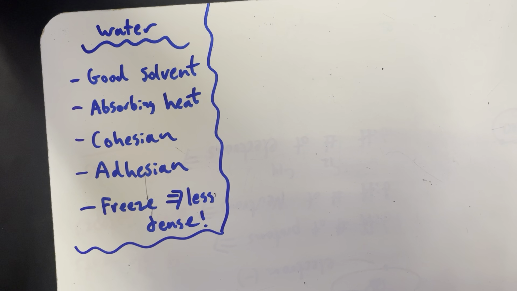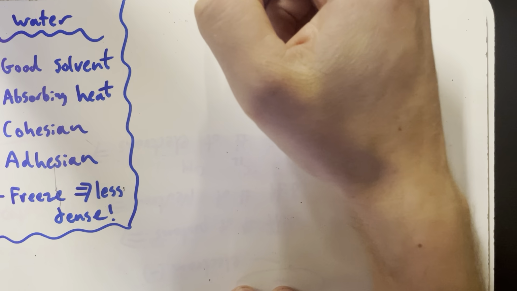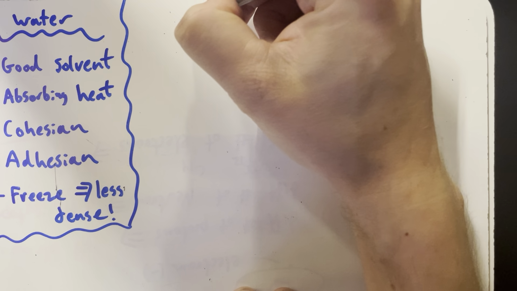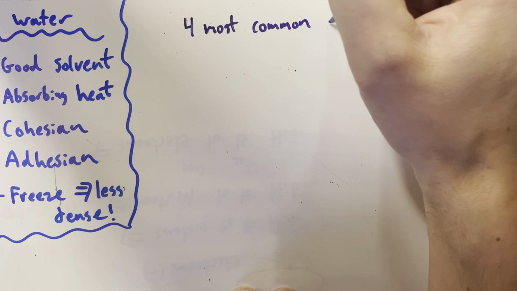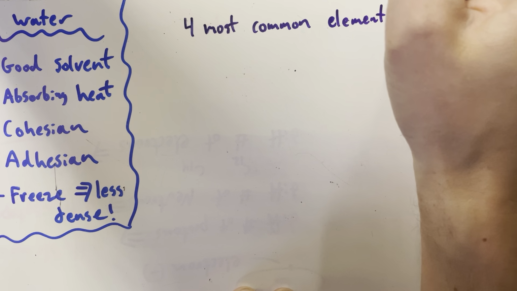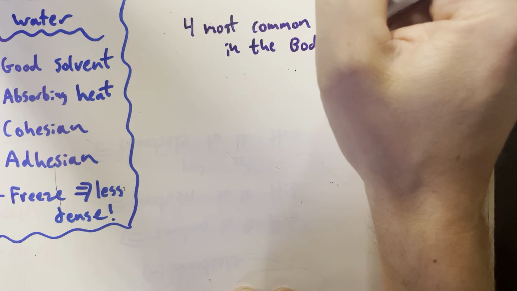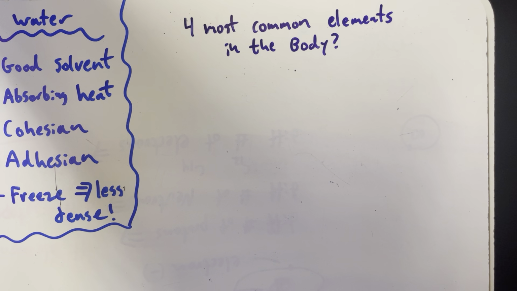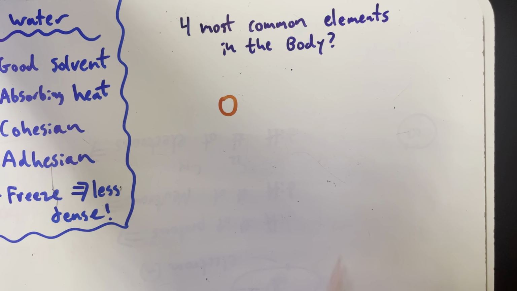Yay. All right, now we're going to go into some molecule stuff. My apologies, I know some of it's pretty technical, but I want to see if you know the 4 most common elements in the body. What are the 4 most common elements in the human body? Oxygen is one of them, yeah. Carbon dioxide is not an element.